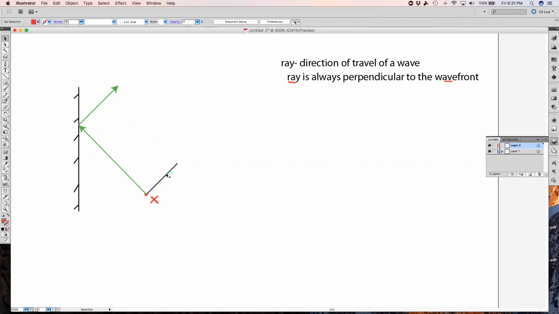So we know this wavefront is going to be along a series of paths. And when this wavefront reaches the wall and hits the wall, the wavefront is going to be reflected, and the reflected wavefront is going to be perpendicular to the reflected ray. This is our reflected wavefront here. This is the one that is going in the opposite direction.